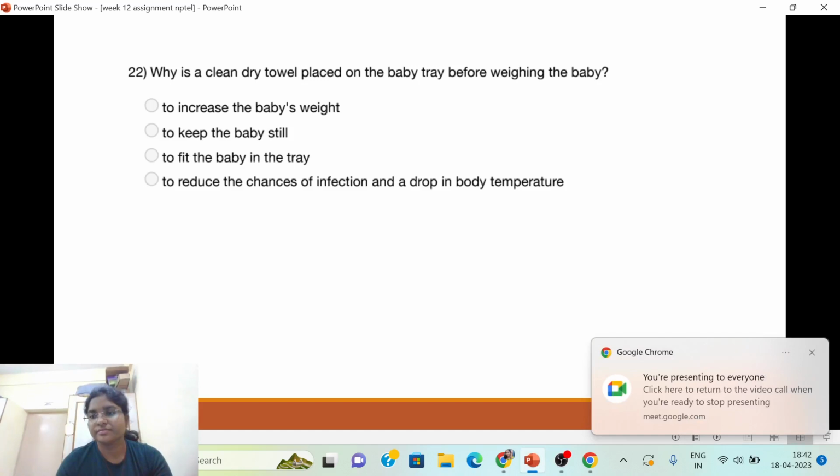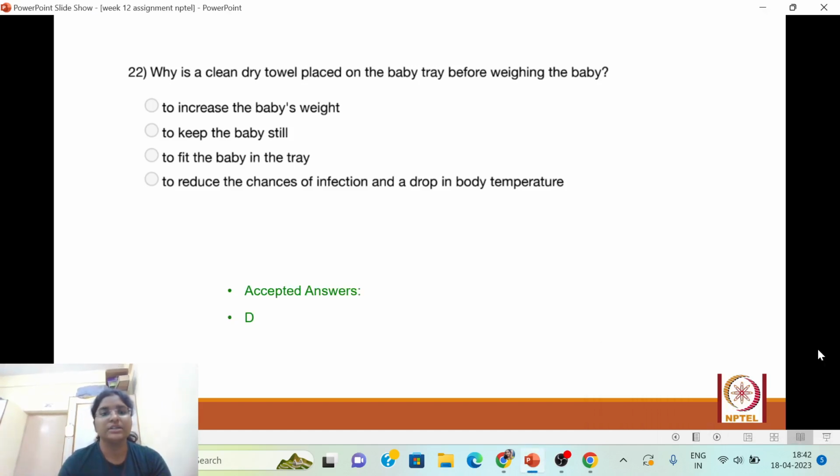D, right? Let's see. Yes, D is the correct answer. So if we want to weigh the baby, we put a clean dry towel on the baby tray before weighing it, because the tray can lead to infection and drop in body temperature. That's why we use a clean dry towel.